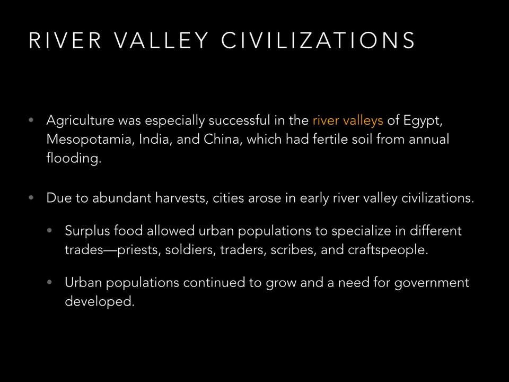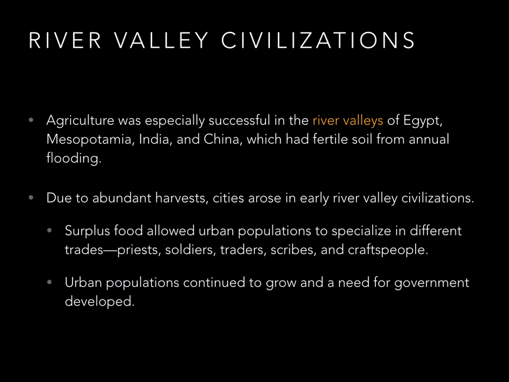River Valley civilizations. Agriculture was particularly successful in river valleys, in places like Egypt, the Nile River, Mesopotamia, the Tigris and Euphrates River, India, China. All these places had fertile soil from annual flooding. Due to abundant harvests, cities arose in these early river valley civilizations.